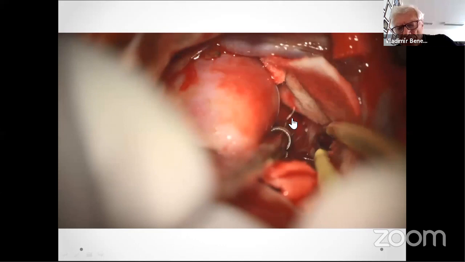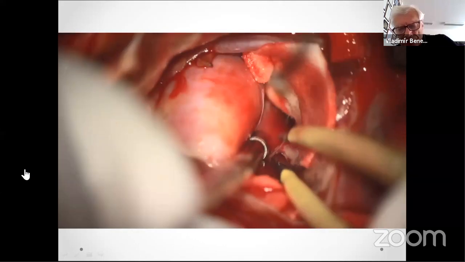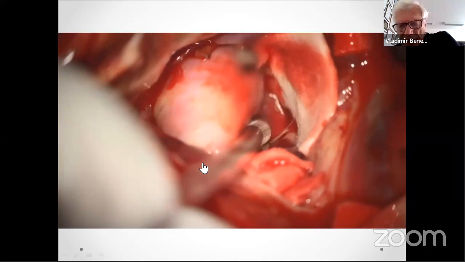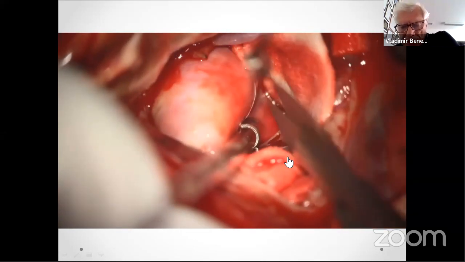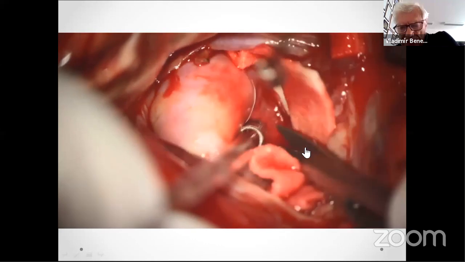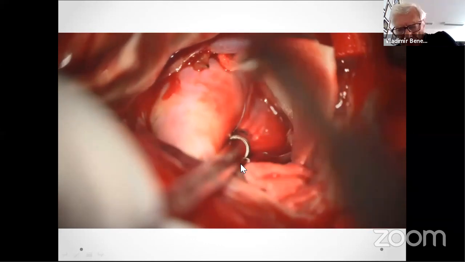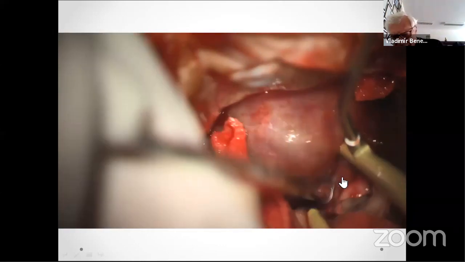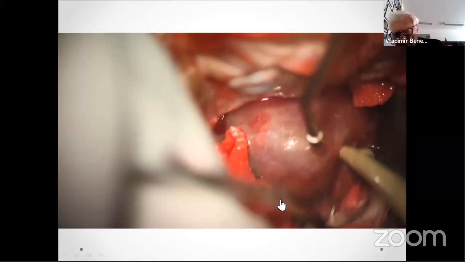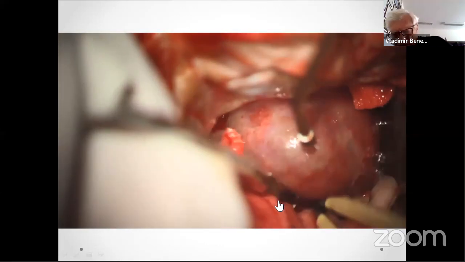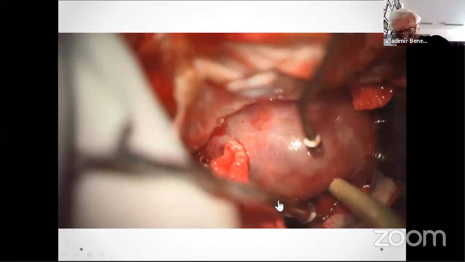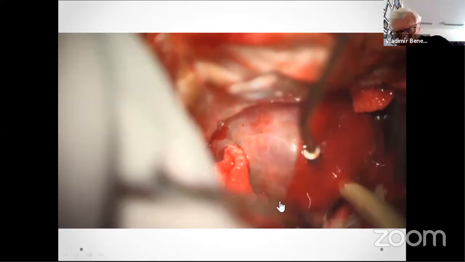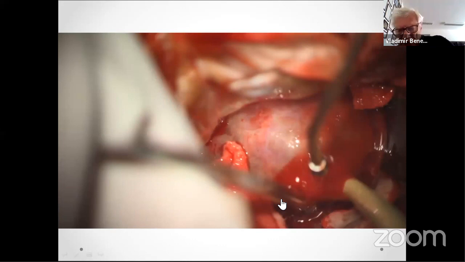At this point, we already have M1 in our vision. We already have STA-MCA bypass performed on the temporal branches. Here is one of the M2 segments. Just beside is the other one. And now you see that during the dissection, there are strange layers. And then the aneurysm, without any prompting, nicely ruptured, as it will happen just now. You see, I didn't do anything, it just ruptured.